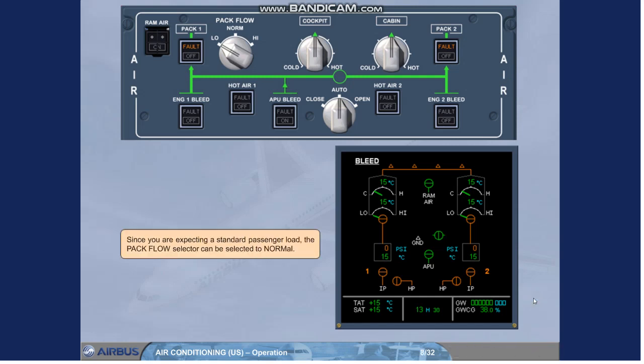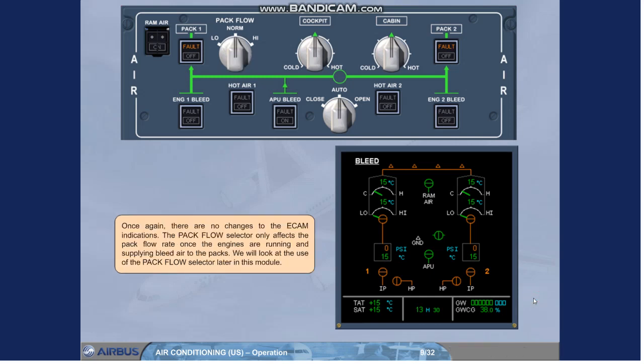Since you are expecting a standard passenger load, the PAC flow selector can be selected to normal. Once again, there are no changes to the ECAM indications. The PAC flow selector only affects the PAC flow rate once the engines are running and supplying bleed air to the PACs. We will look at the use of the PAC flow selector later in this module.